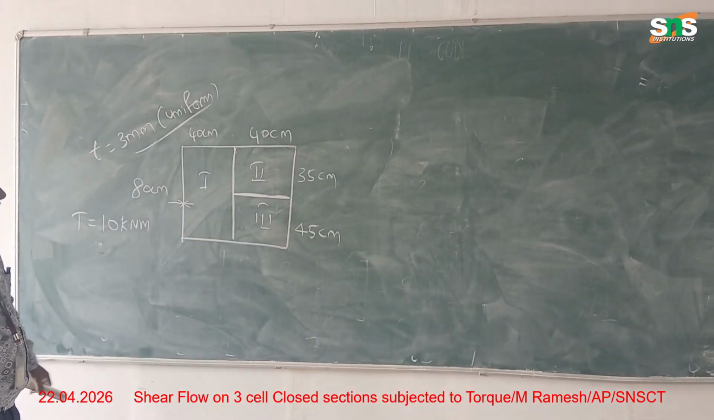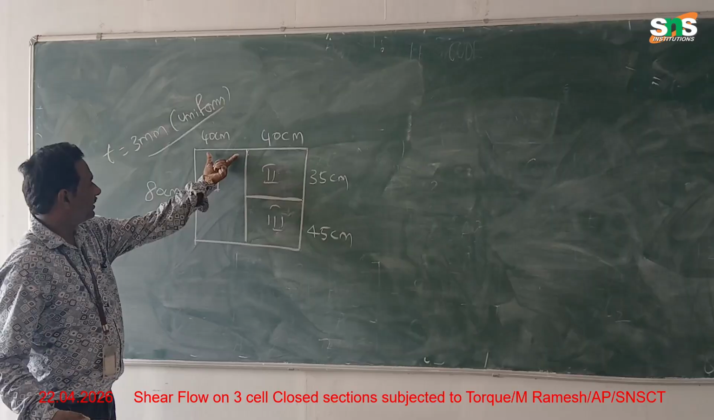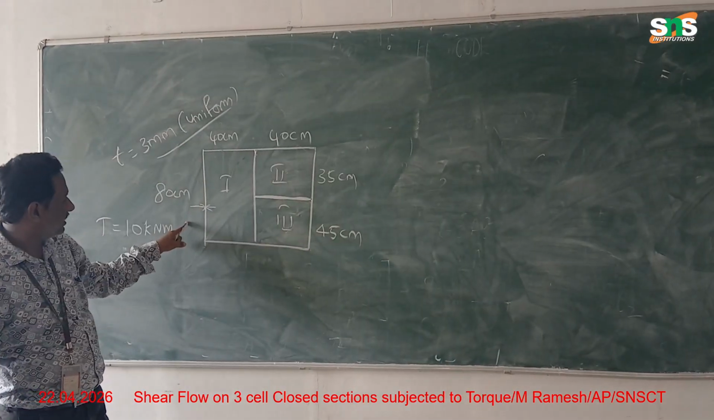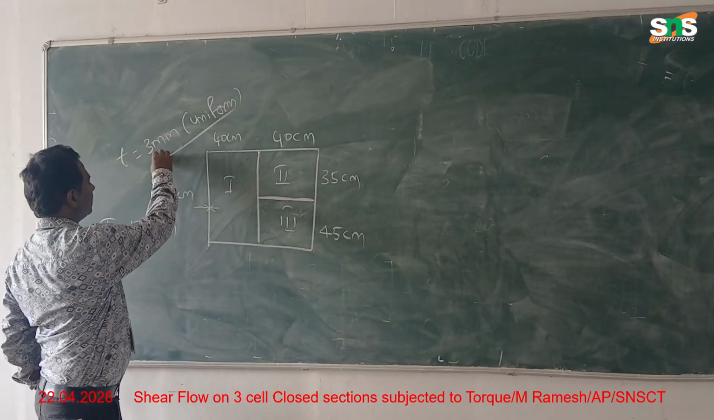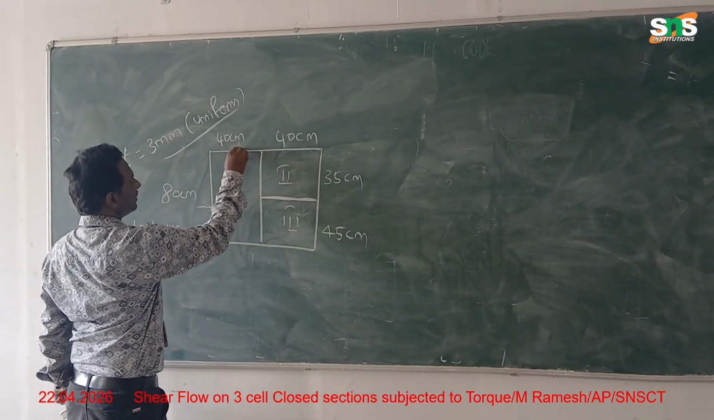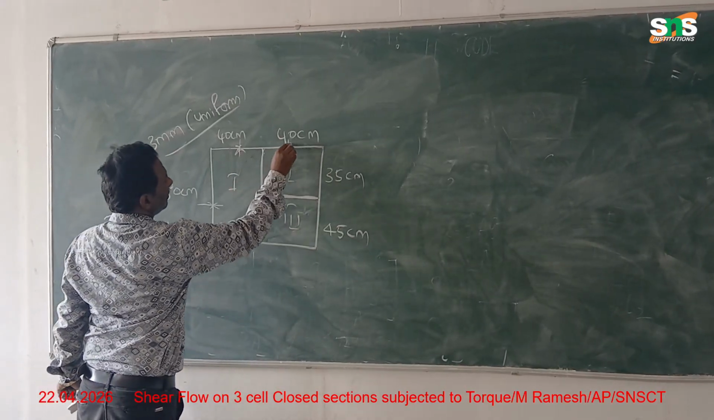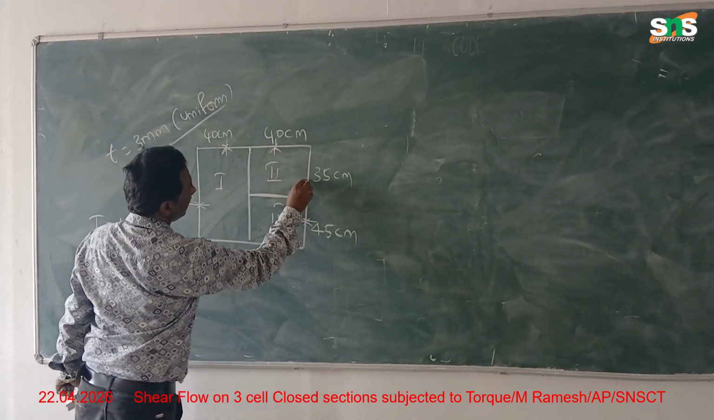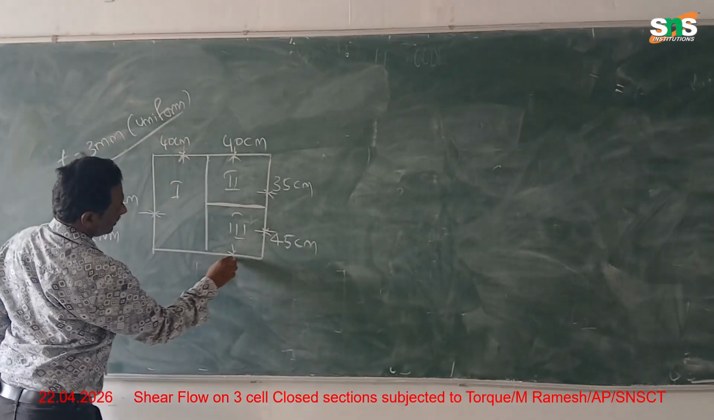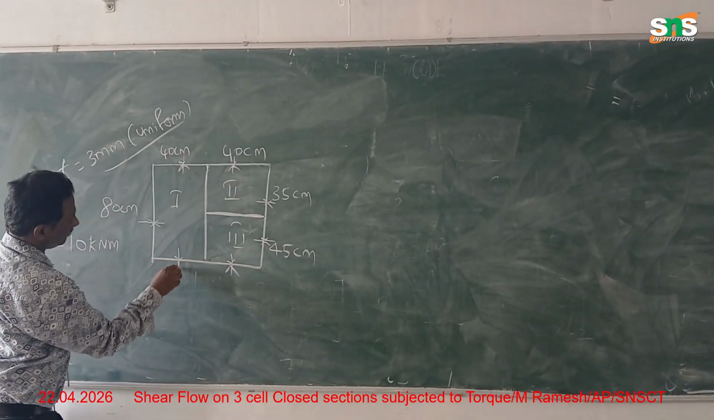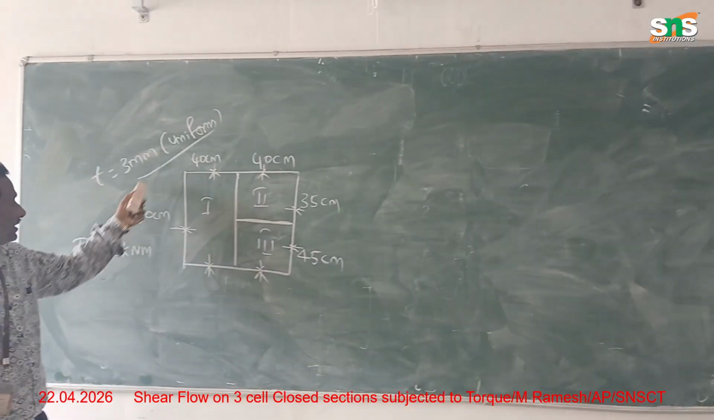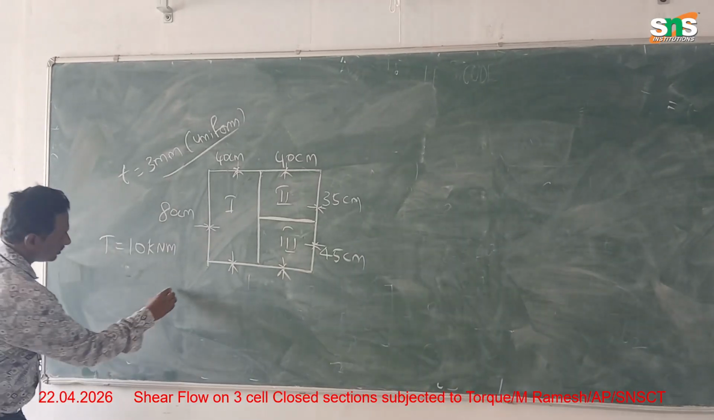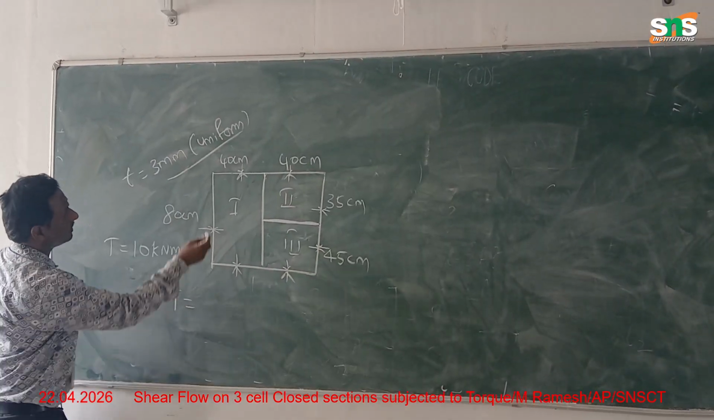The first cell is 40 cm by 80 cm, with a uniform thickness of 3 mm. The thickness is the same for all horizontal as well as vertical members. Wherever the segment is, the thickness is given as uniform, 3 mm. Here we have to note that T is equal to the torque.